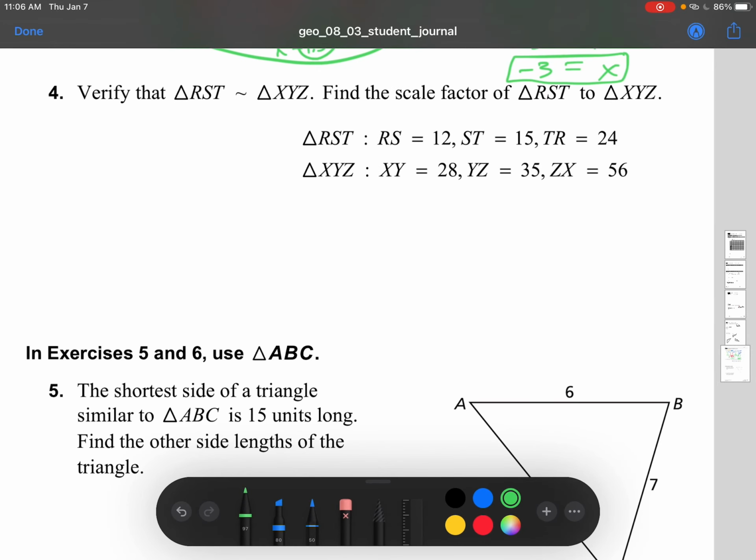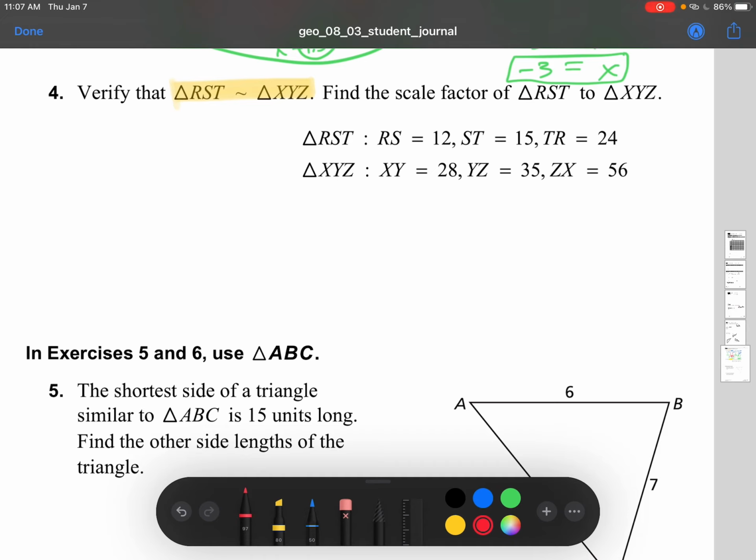All right, let's take a look at problem number 4 here. Our goal is to verify that triangle RST is similar to triangle XYZ. We also want to find the scale factor between these two triangles. If we take a look at the information we have, we just have a bunch of side lengths, right? Let's draw a picture first of all.